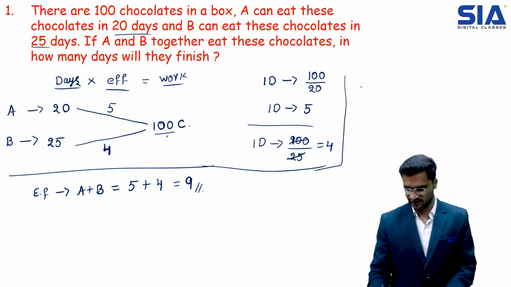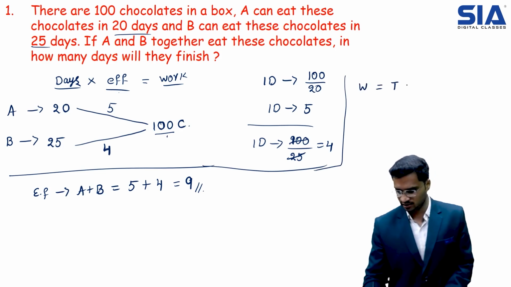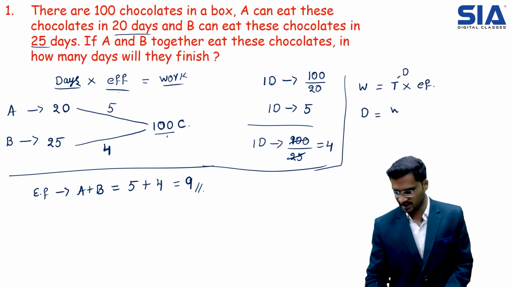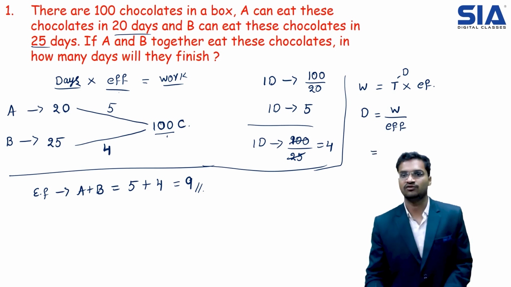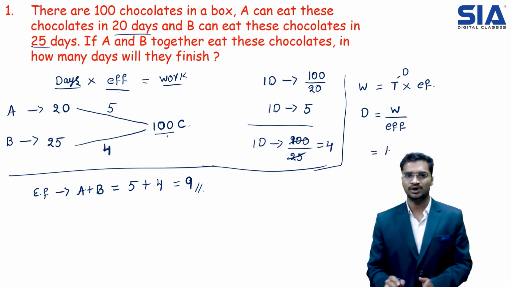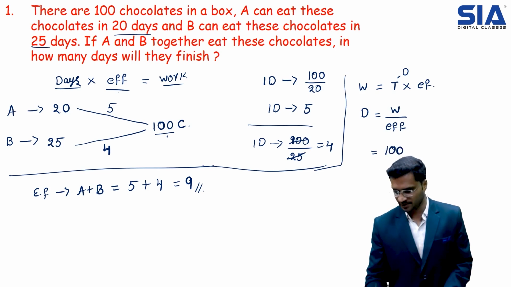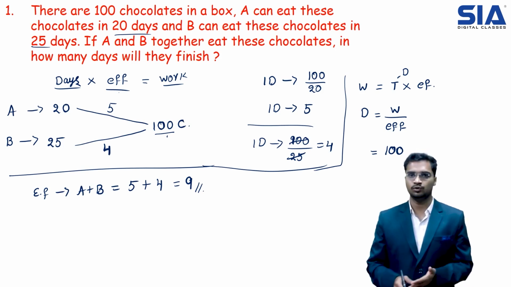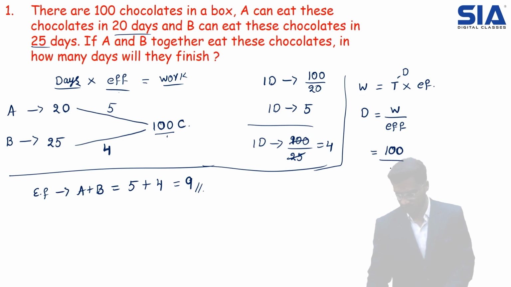Let us substitute these values in our formula, work is equal to time multiplied by efficiency, where time is days. So days is equal to work divided by efficiency. Now we have to find the value of D. They should eat 100 chocolates, eaten by A and B both, and the A plus B efficiency is 9. So our answer D is 100 by 9.